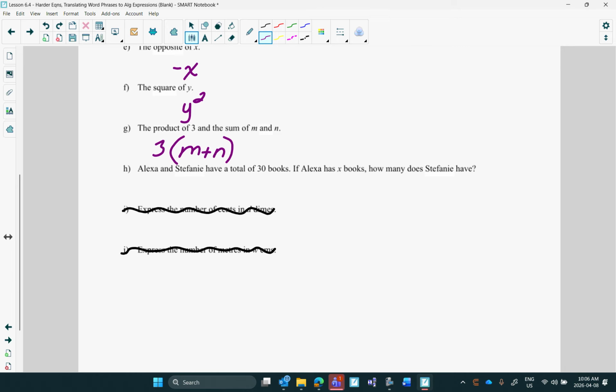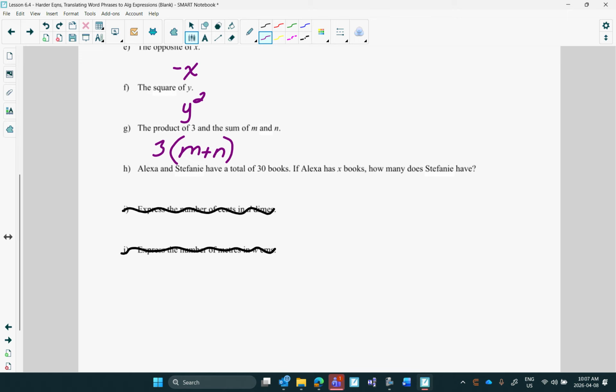This one is a little bit longer. Alexa and Stephanie have a total of 30 books. If Alexa has X books, which means I don't know how many, I just know it's somewhere from 0 to 30, what's an expression for how many books Stephanie has? Think about it this way. If Alexa has 10 books, how many does Stephanie have? 20. How'd you get that? 10 plus 20 is 30.